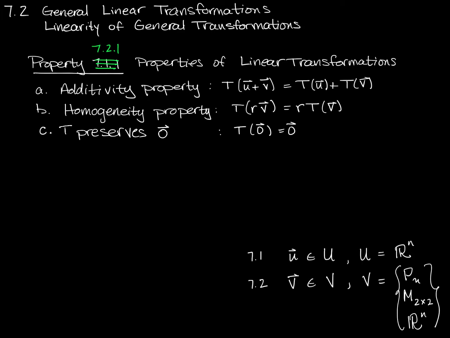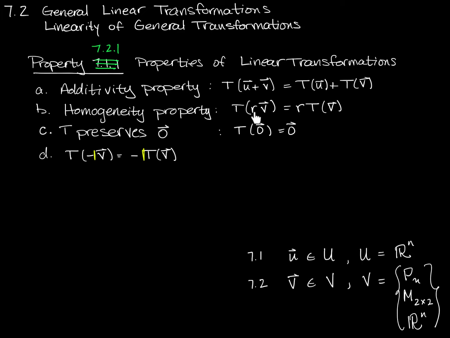Another property that's listed in another textbook that I sometimes reference is that T of negative V is equal to negative T of V. But that's not really a new property, because if this is a negative 1, then really all I'm doing is describing the homogeneity property using a very specific number, the number 1.